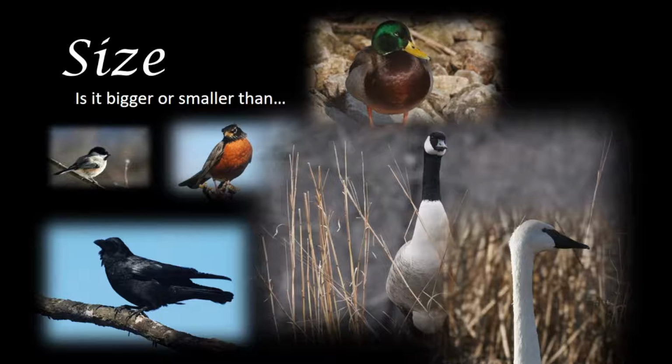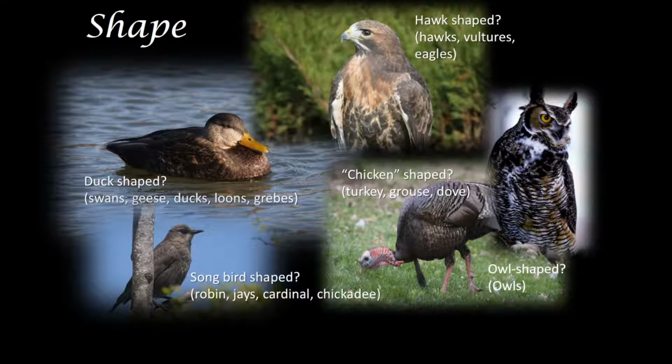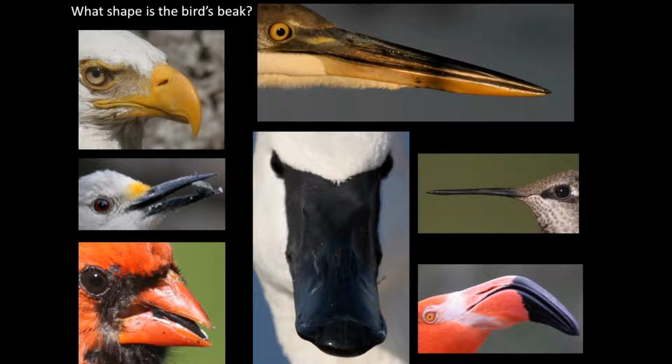Now let's think about shape. Shape can refer to the common shapes of birds. Is it hawk shape? Is it shaped like a duck? Is it shaped like a songbird, or chicken, or an owl? Those shapes are common and you should recognize them fairly easily. But also consider the shape of the rest of the parts of the bird. Take its beak. Is it long and pointed? Is it hooked? Is it sharp? Is it narrow? Is it wide? These will give you clues as to what type of bird it is.